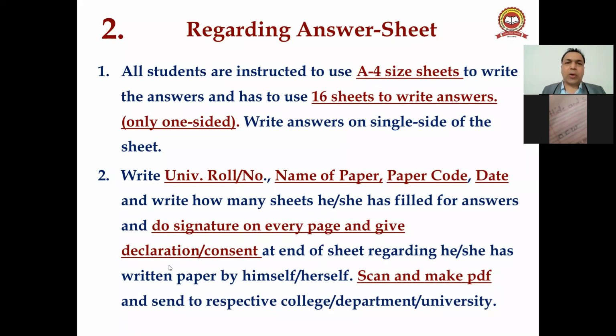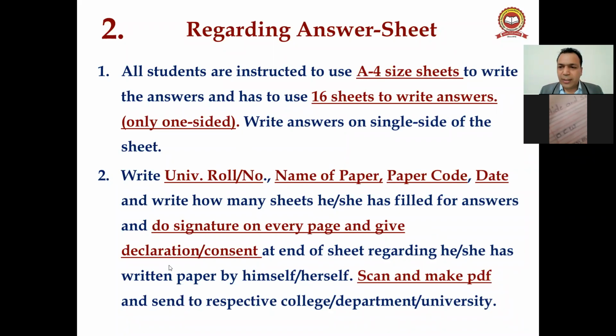Once you finish the paper on 14 pages, you have to give the declaration on the 14th page, and you have to scan only 14 pages, not the 16 pages, because two are blank, right? And if you have filled the 16 pages, then you have to scan all the 16 pages, right, guys?